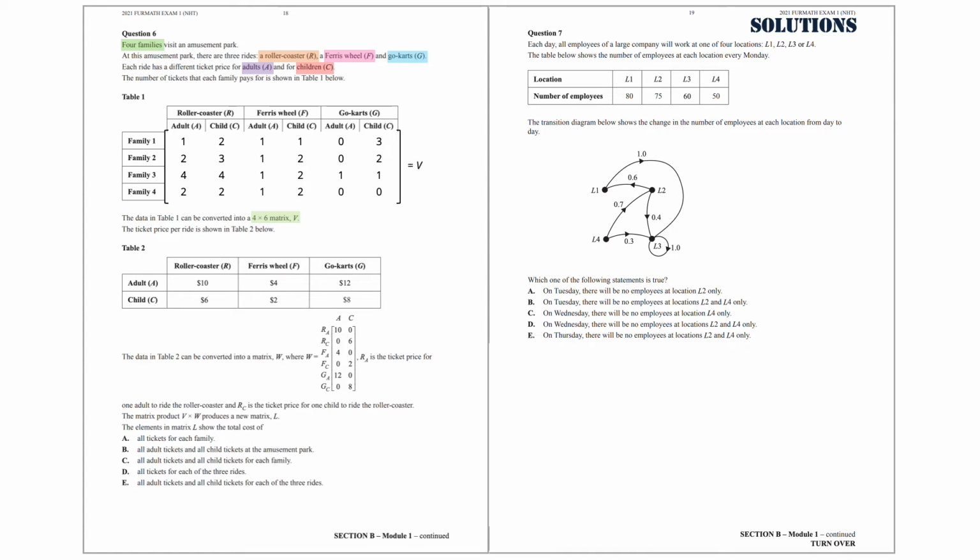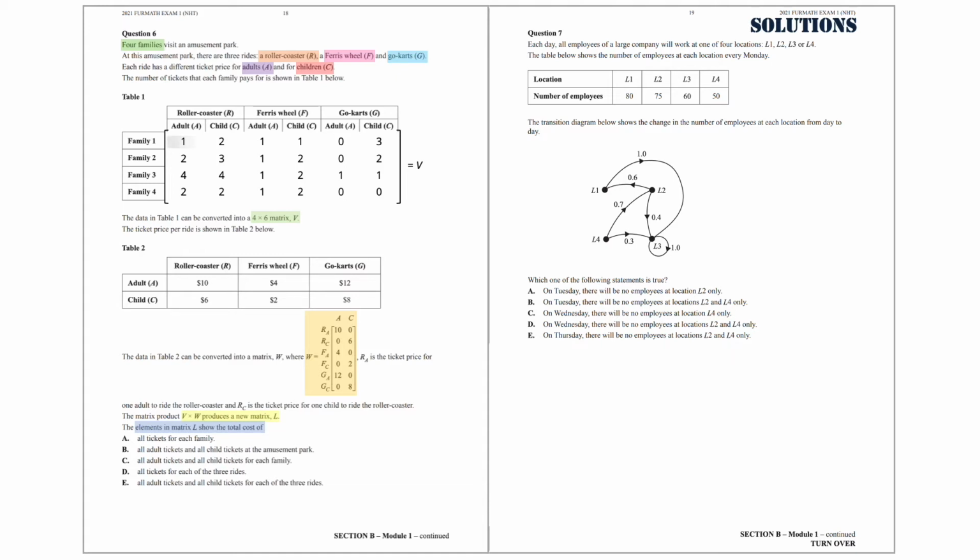The ticket price per ride is shown in Table 2 below. The data in Table 2 can be converted into a matrix W, where W equals the matrix shown, where RA is the ticket price for one adult to ride a roller coaster, and RC is the ticket price for one child to ride the roller coaster. The matrix product V times W produces a new matrix L. The question is asking to determine what the elements in matrix L show.